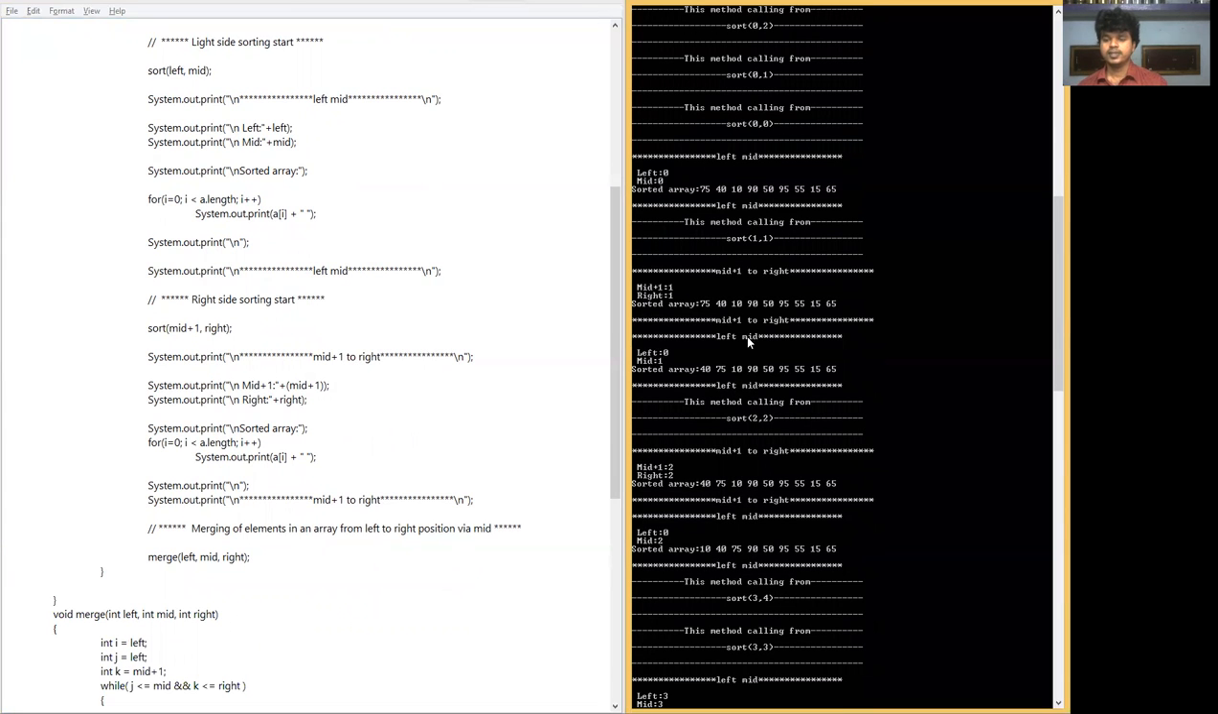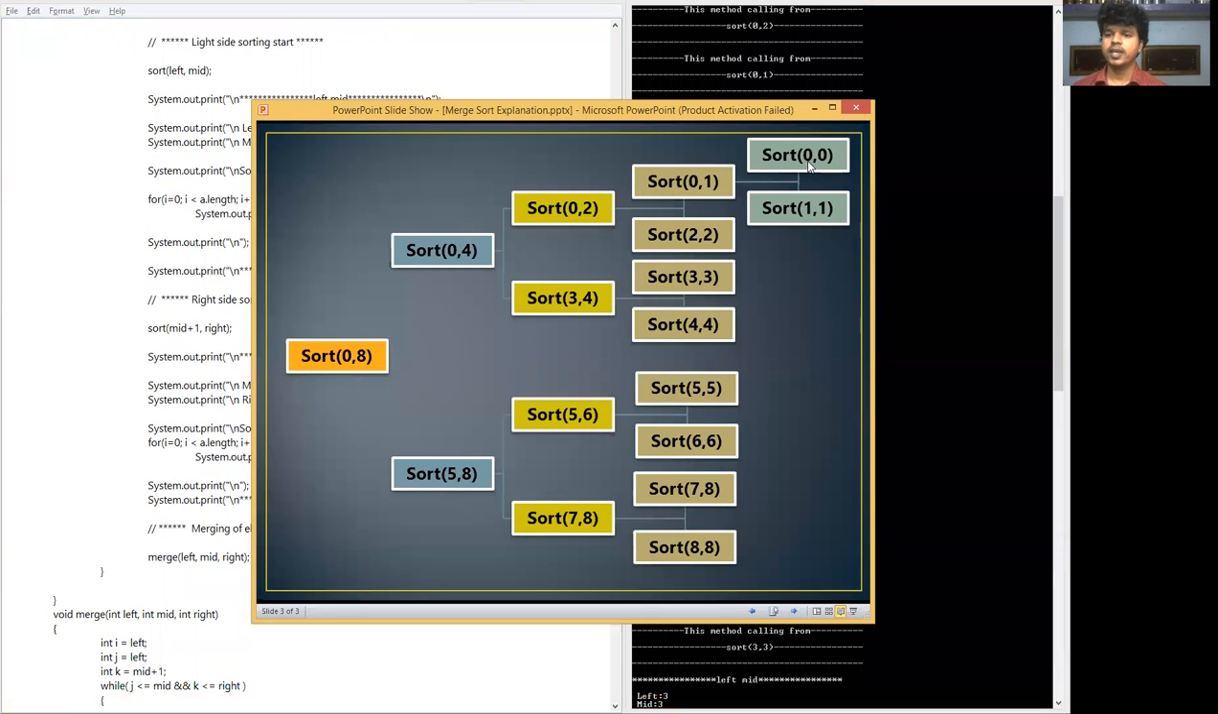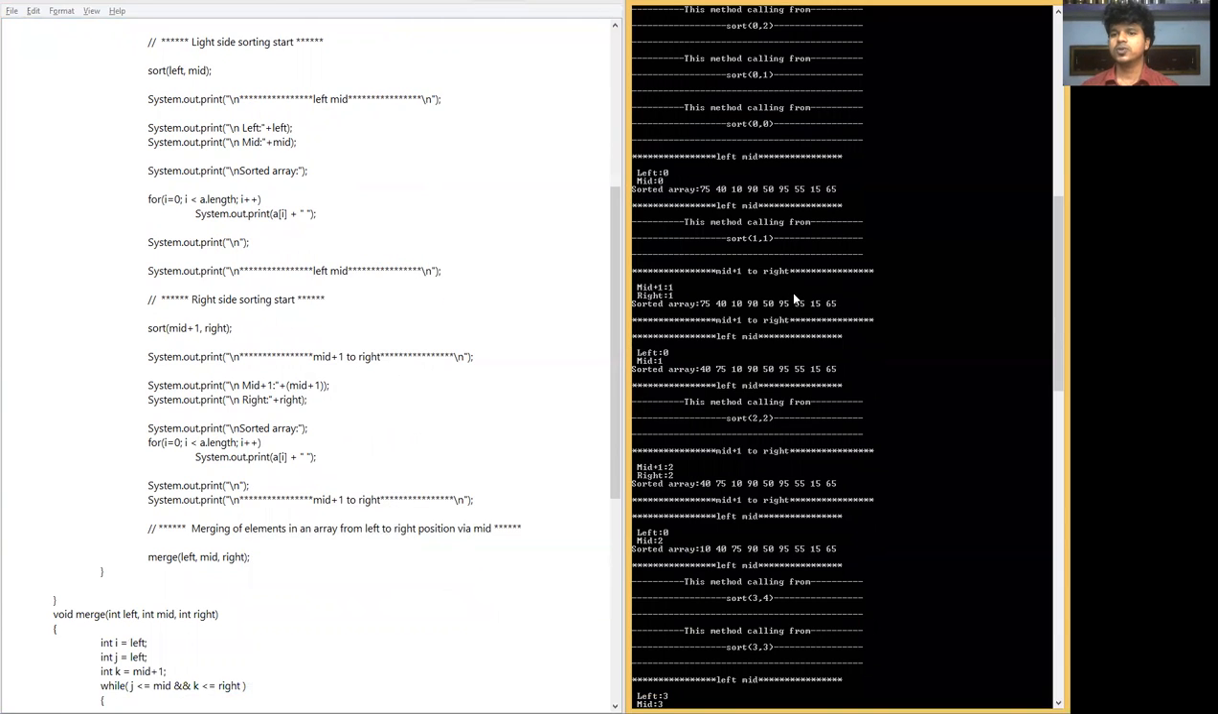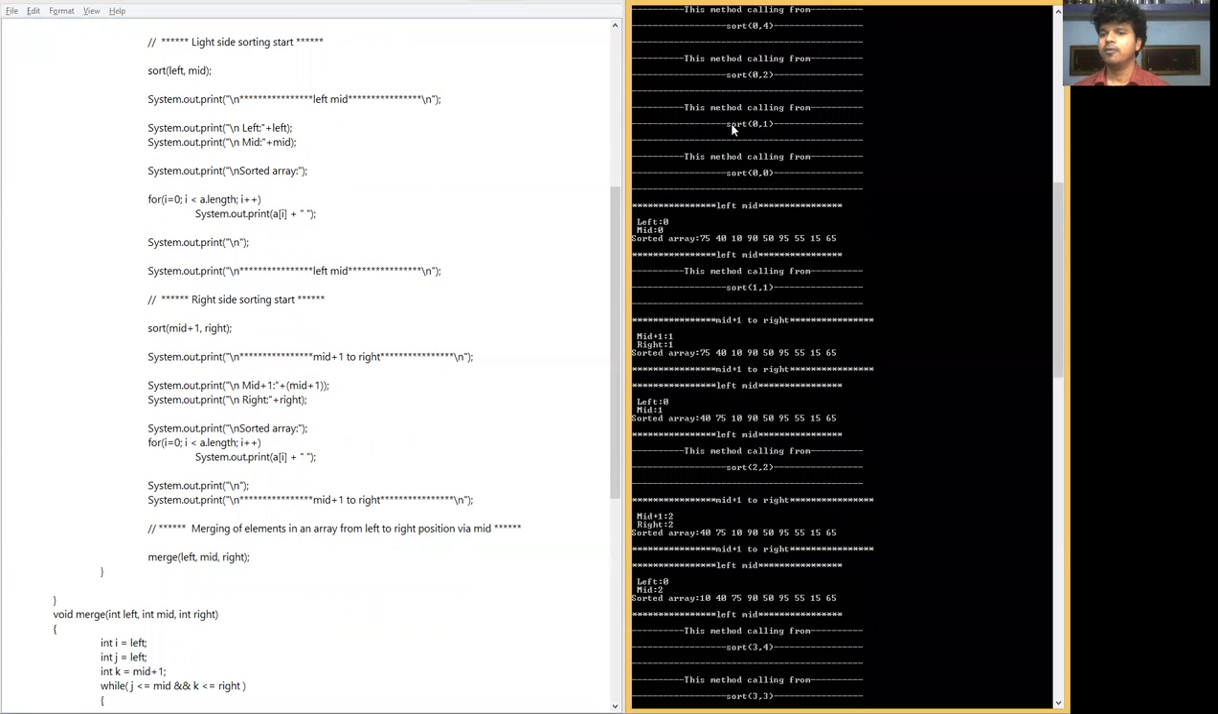Then see, actually this sort method came from this sort method. This is a left sort method, this is a right sort method. These came from 0, 1. So see here 0, 1. We are evaluating sort 0, 0 and sort 1, 1. We are just observing those two elements, but we are not applying any kind of sorting.